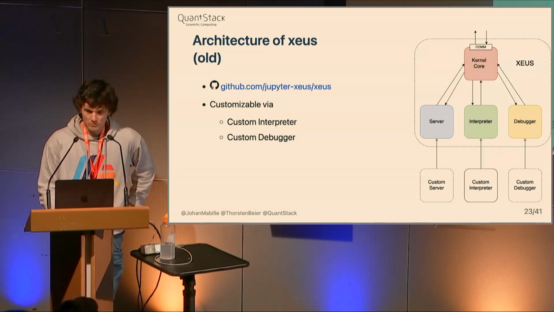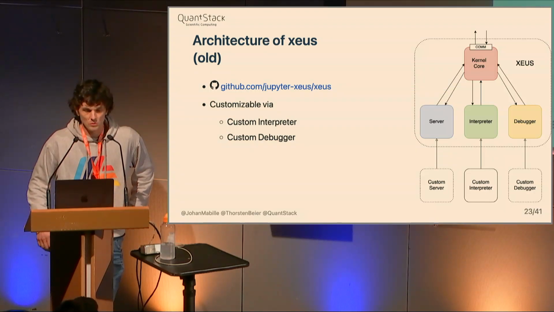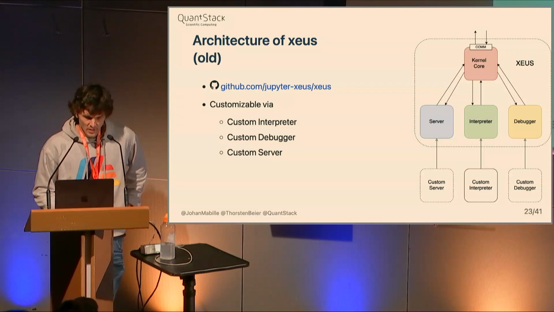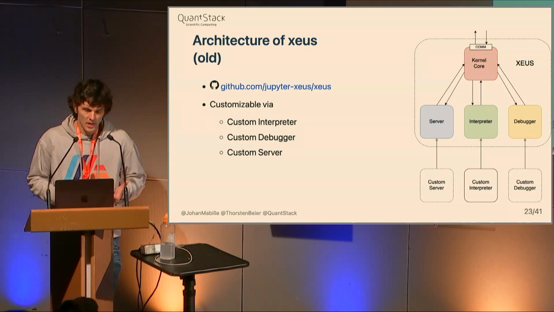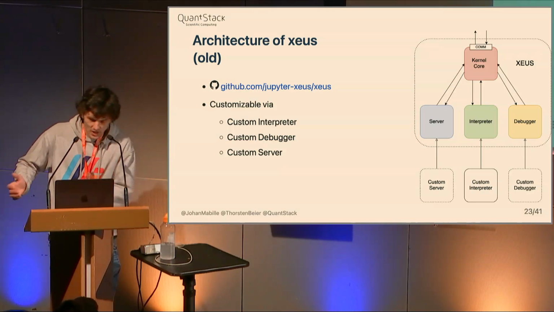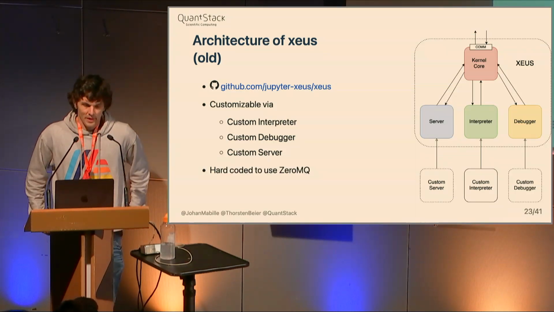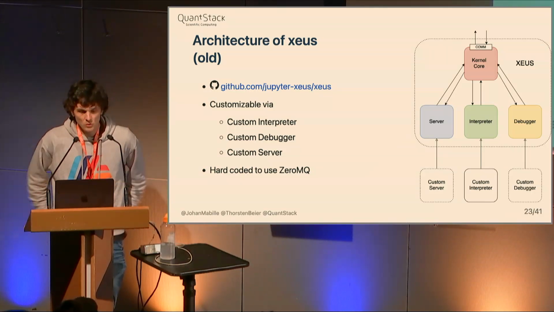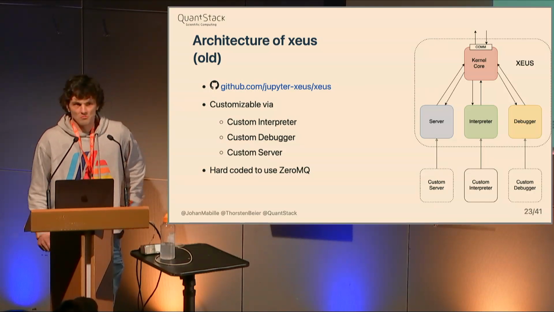But there is more. There's a custom debugger. So if your language or kernel should have debugging capabilities, you can write your own debugger for that. And last but not least, there is the custom server. So the server in Xeus handles the concurrency model and how the data is essentially sent to the other components. So even though this is quite configurable, since the Jupyter protocol is basically specifying that we use 0MQ, we kind of hard-coded the use of 0MQ in Xeus, which sounds like a good idea.